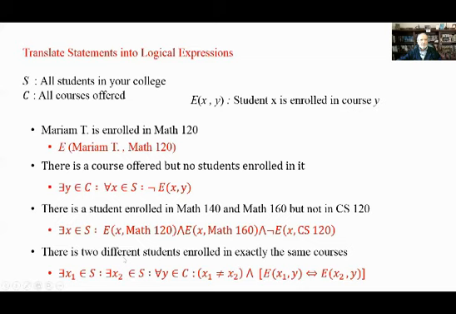There are two different students enrolled in exactly the same courses. So there is x1 in S, x2 in S, for any y in C, x1 is different than x2, and E(x1,y) is equivalent to E(x2,y).